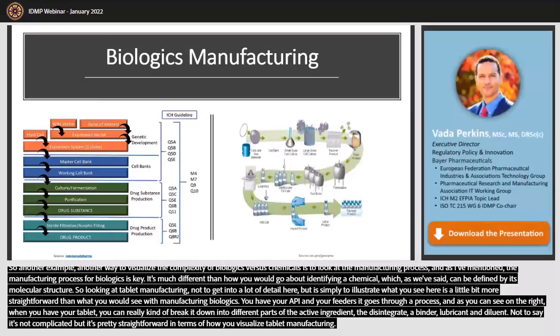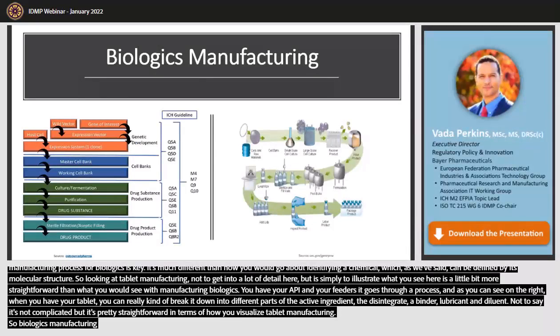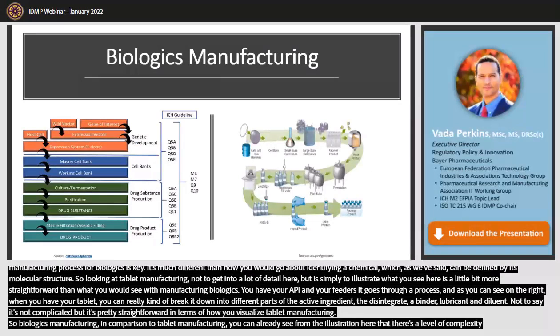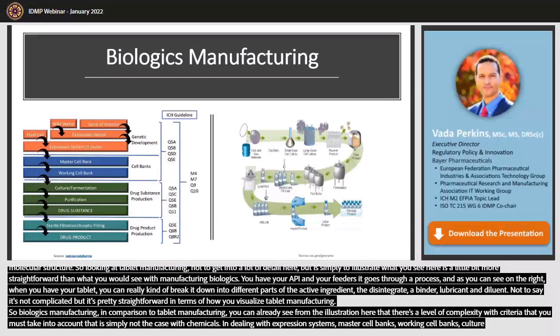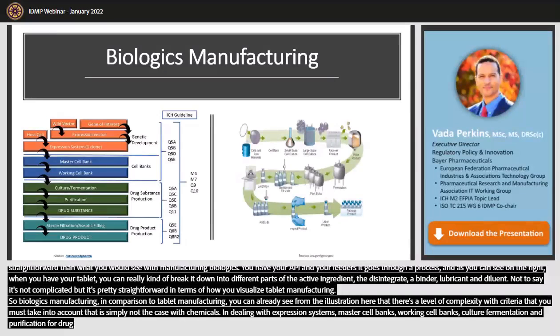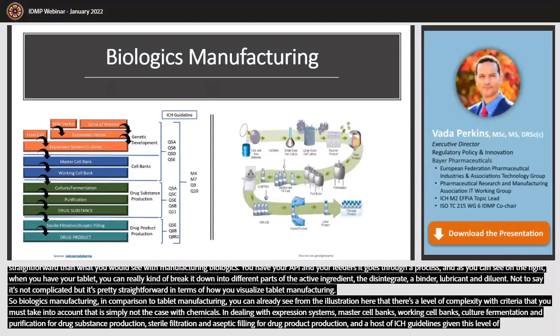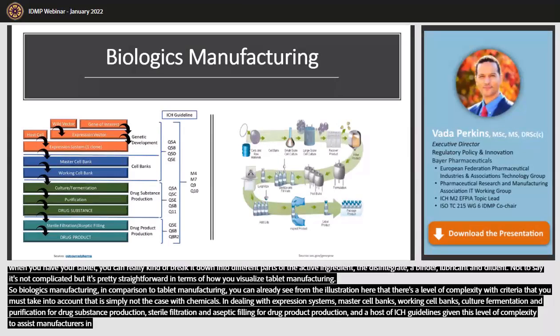So biologics manufacturing, in comparison to tablet manufacturing, you can already see from the illustration here that there's a level of complexity with criteria that you must take into account that is simply not the case with chemicals. In dealing with expression systems, master cell banks, working cell banks, culture fermentation and purification for drug substance production, sterile filtration and aseptic filling for drug product production, and a host of ICH guidelines given this level of complexity to assist manufacturers in truly understanding what those regulatory requirements are when it comes to biologics manufacturing.